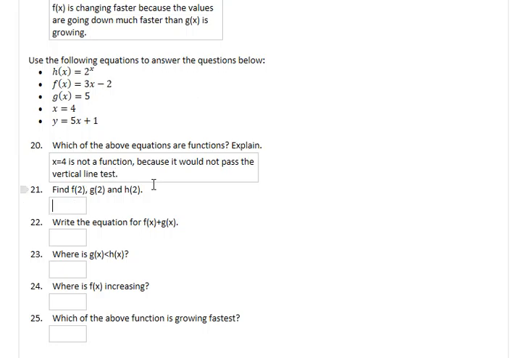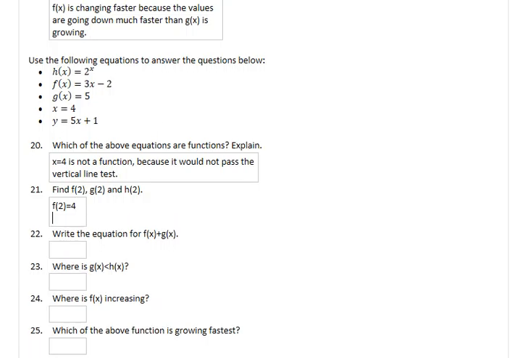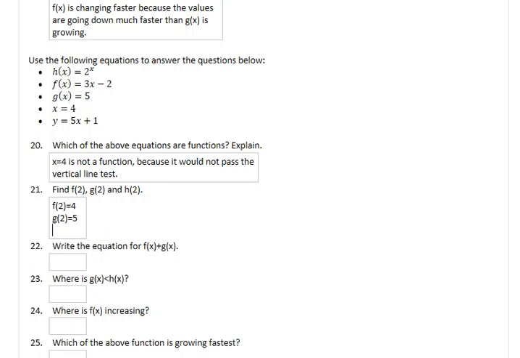All right, we need to find a couple things here. f of 2. So I go up here to f, I plug in 2 wherever there's an x. 6 minus 2 is 4. g of 2. Well, no matter what I put in for my x, I'm always going to get 5 out. That's super handy. Then finally, h of 2. We plug in, here's h. We plug in 2 for our x. 2 to the second power is 4.